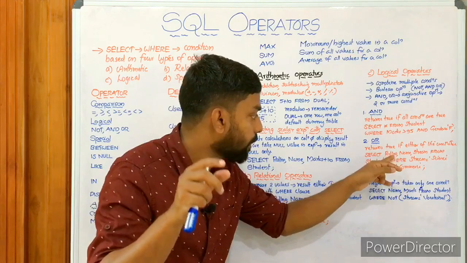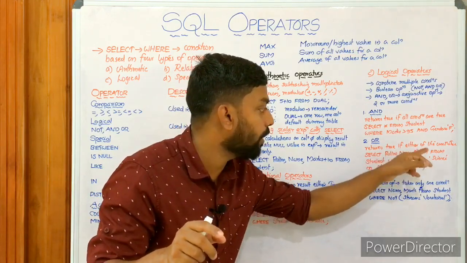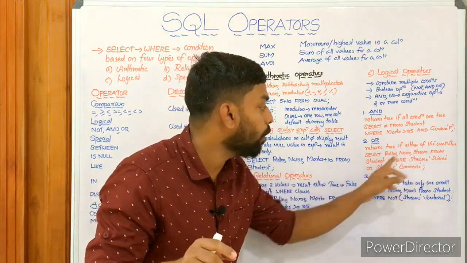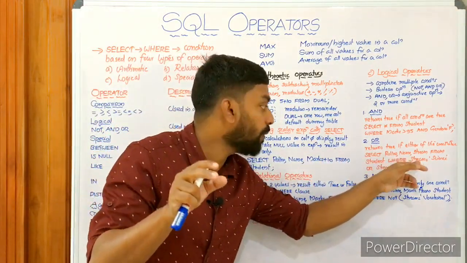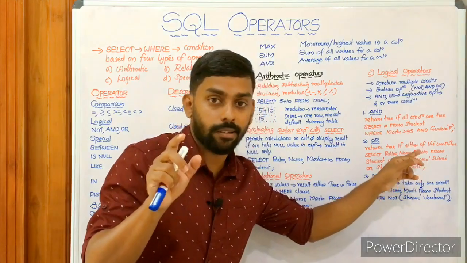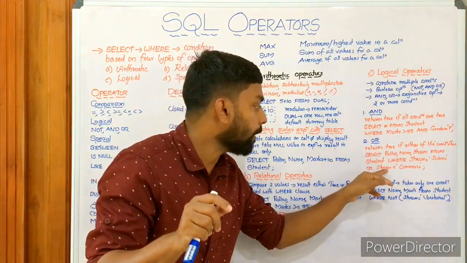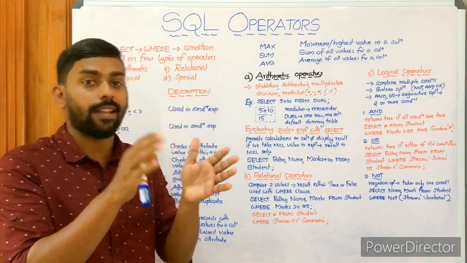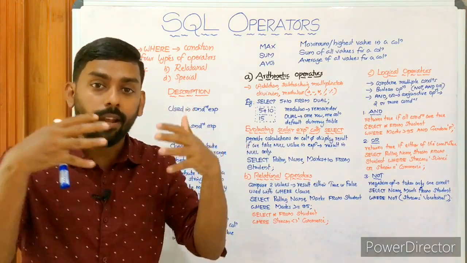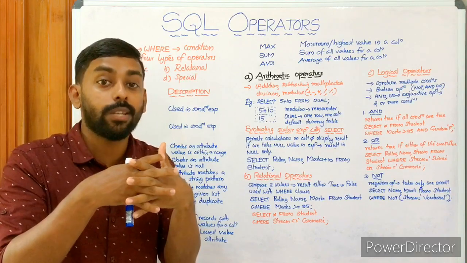Select roll number, name, stream from student where stream equal to science or stream equal to commerce. Here we have two conditions. The first condition is stream equal to science and the second condition is stream equal to commerce, and these two conditions are combined using OR.